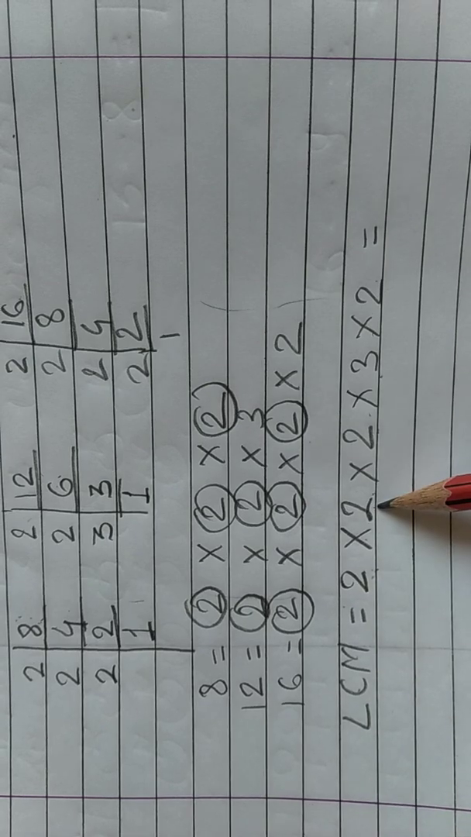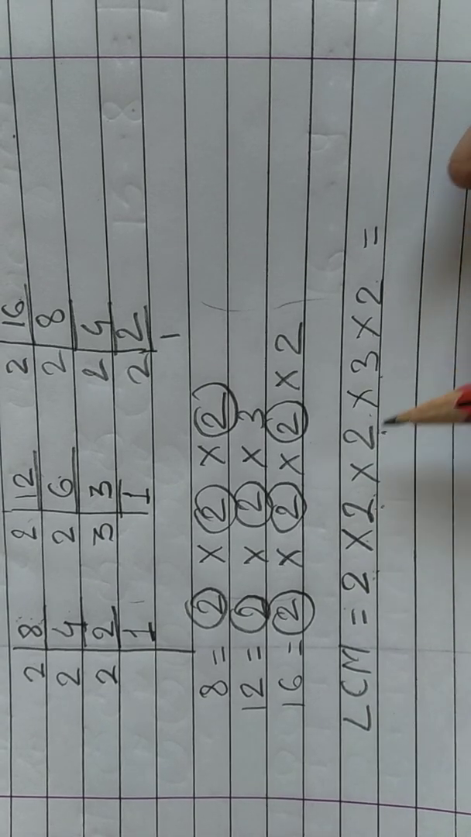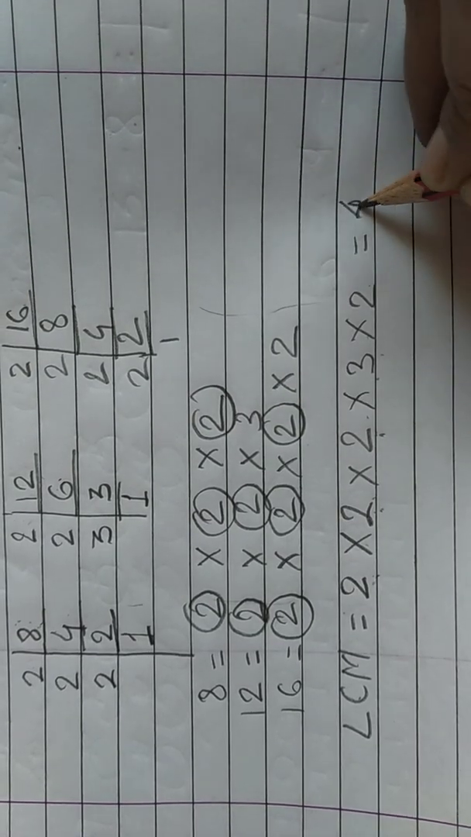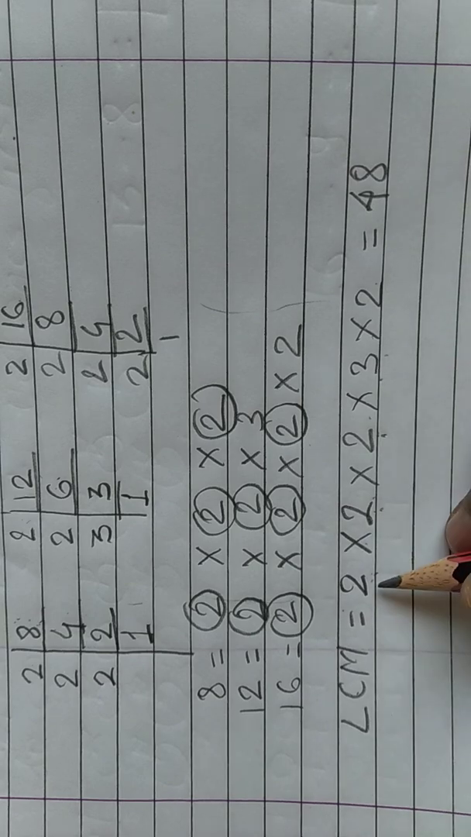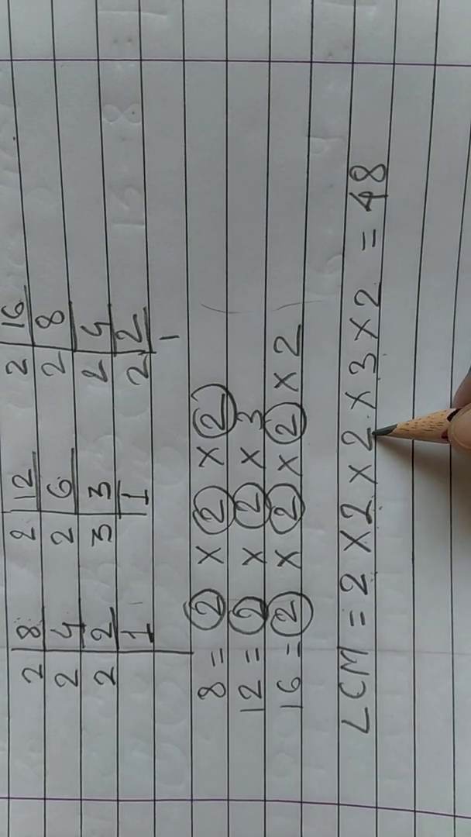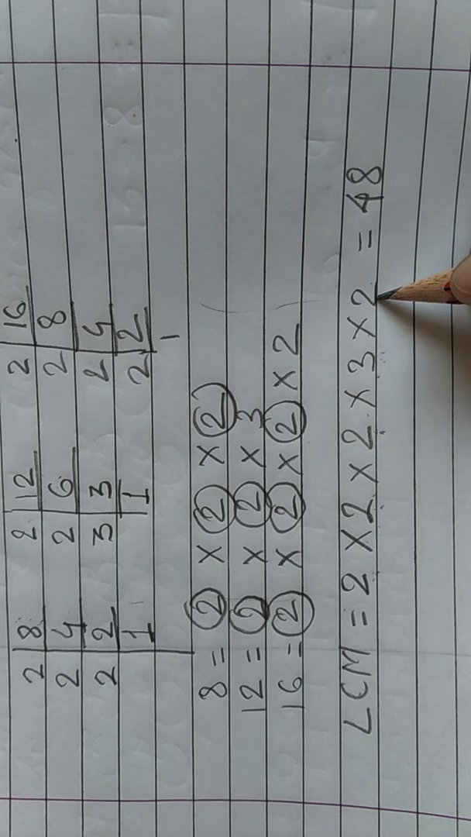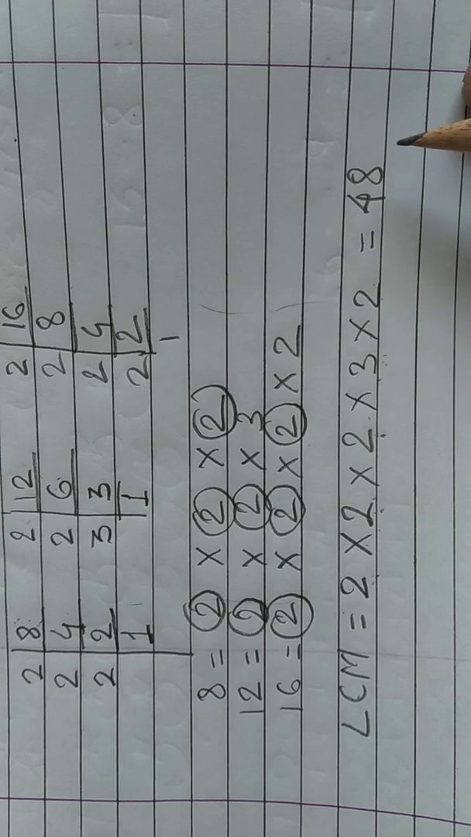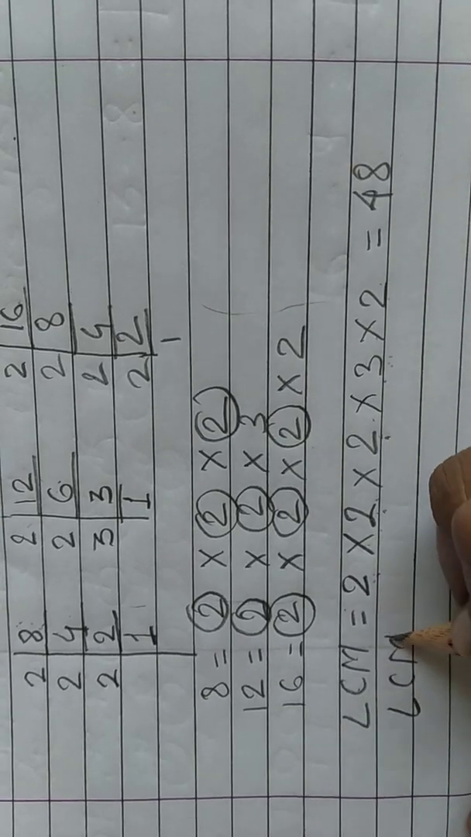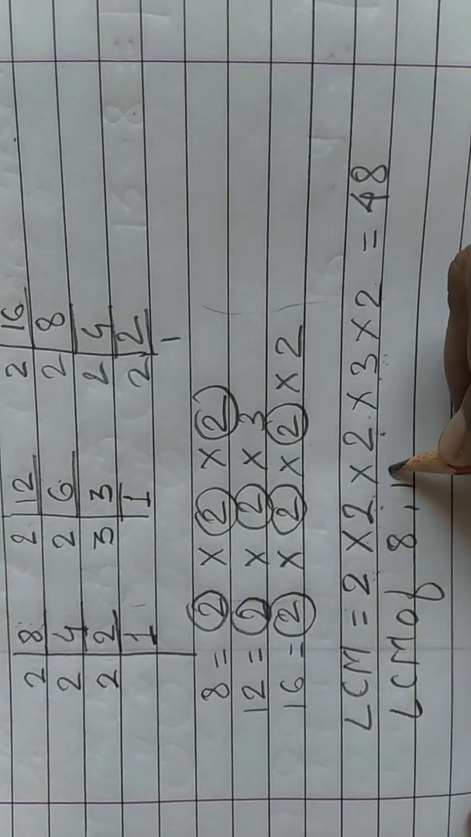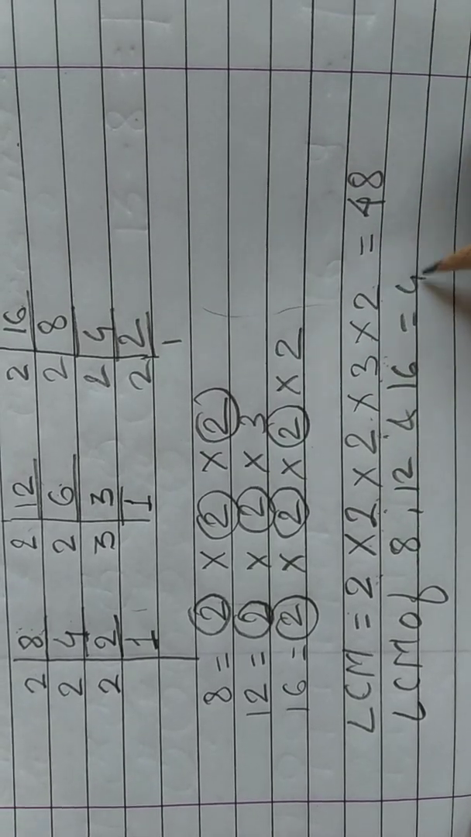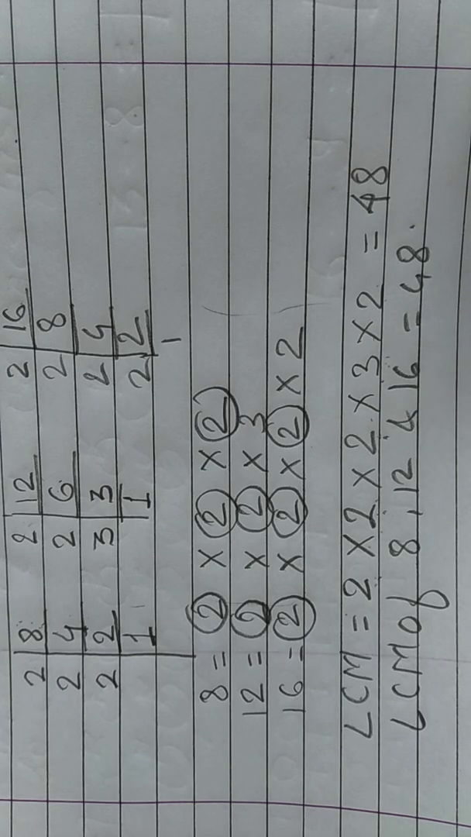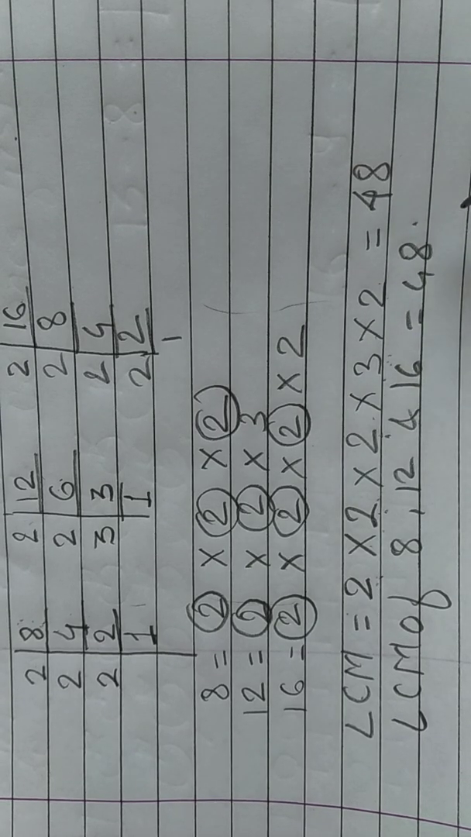So 2 2s are 4, 4 2s are 8, 8 3s are 24, 24 2s are 48. So the LCM of 8, 12 and 16 is 48. In this way we find the LCM of the three numbers. So this is how we find the LCM.